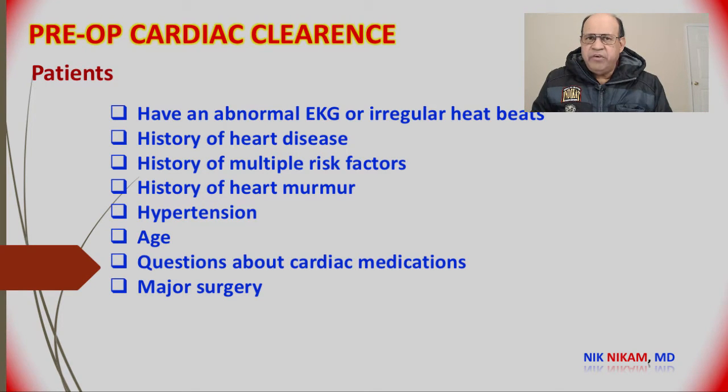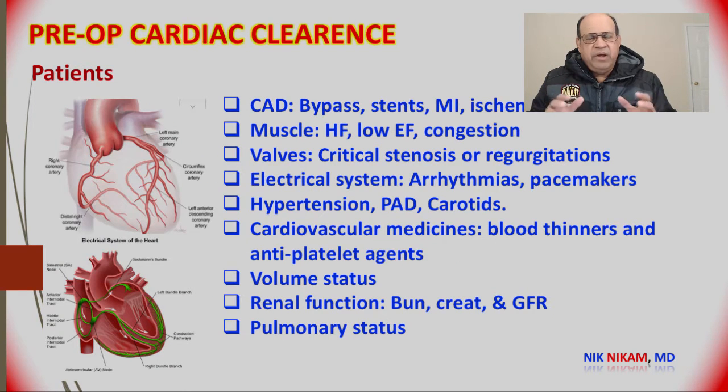Sometimes they have questions regarding cardiovascular medications such as blood thinners. If the patient is on aspirin, Plavix or Coumadin, when do you stop these medications? When do you resume these medications? And finally, if the patient is going for a major neurosurgery or thoracic surgery or abdominal surgery, they need cardiac clearance. Doing cardiac clearance is one of the most important roles of a cardiologist.